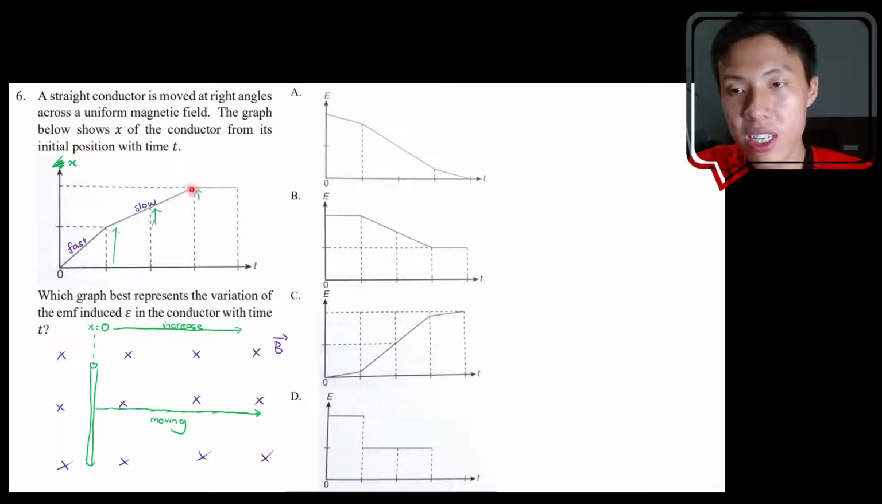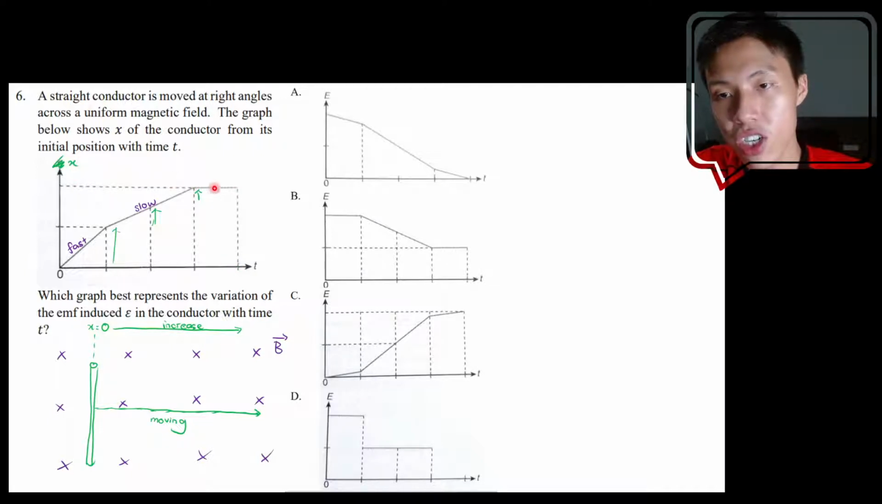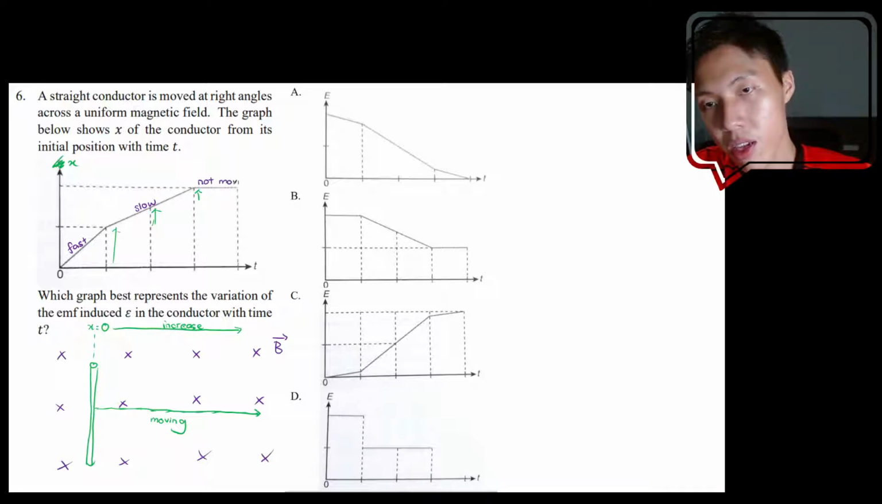And if you can see here, the x never changes within this time frame. The x never changes, it's constant. That means it is staying at a certain position, not moving anymore. So this is a position where it's not moving. Okay, fast means you have a larger v. Slow means you have a smaller v.